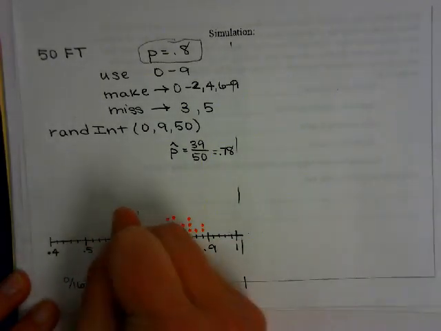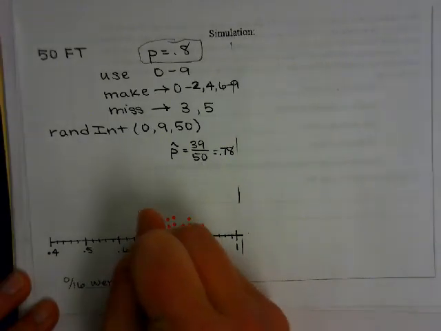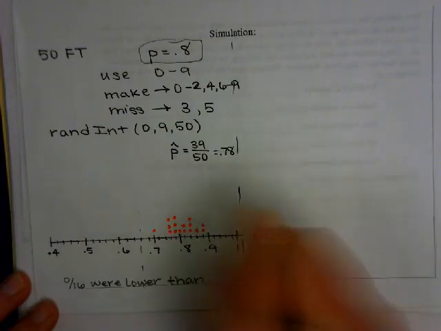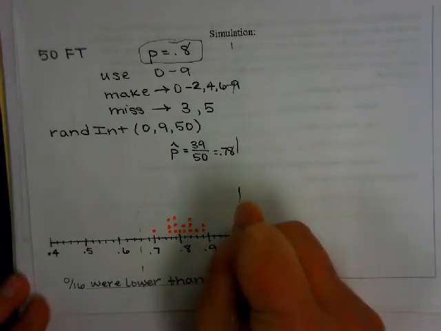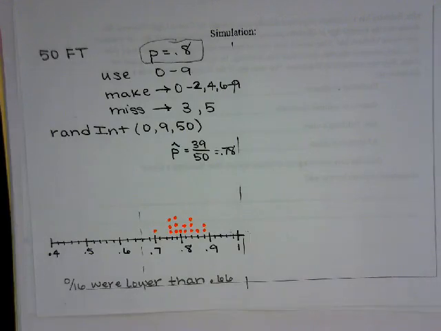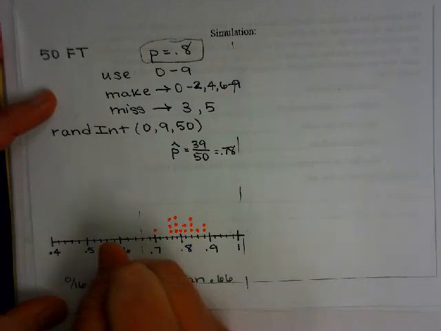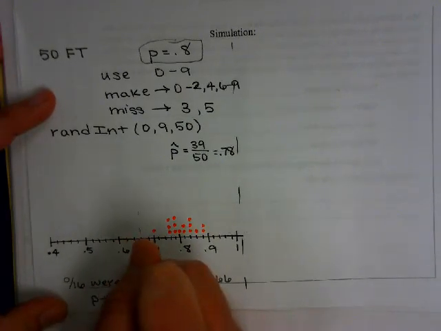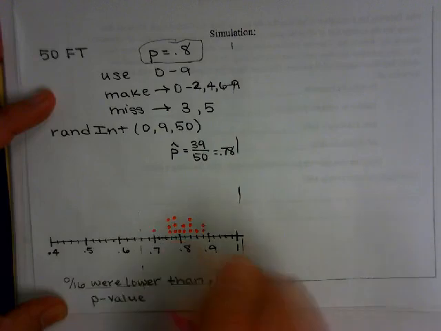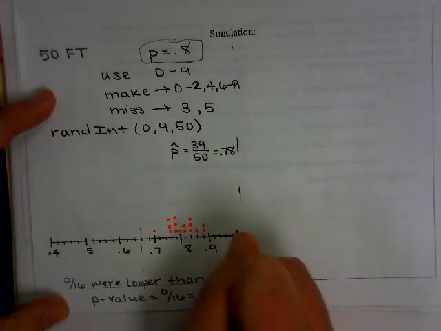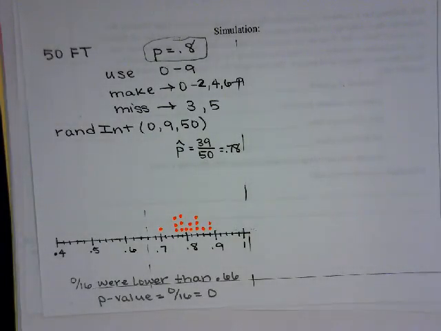So none of them were lower than 0.66, which means that for this simulation, our p-value would be 0, because 0 out of 16 is just 0. So based on that p-value, it's less than alpha, which means that there is strong evidence against H null, and we would reject it.